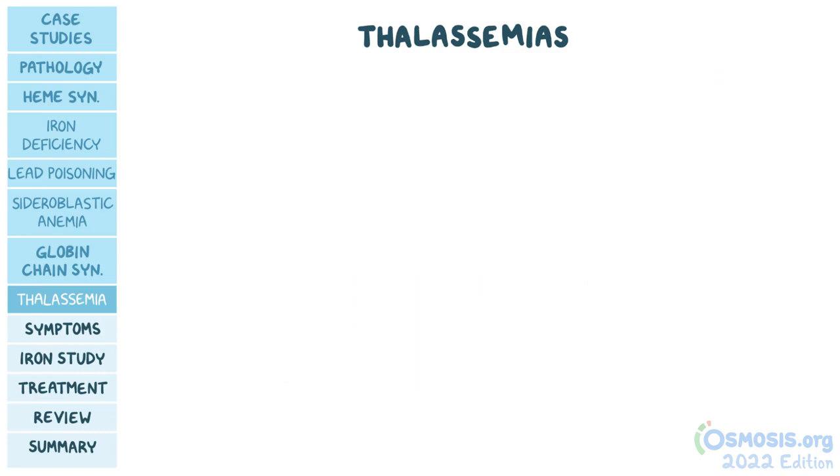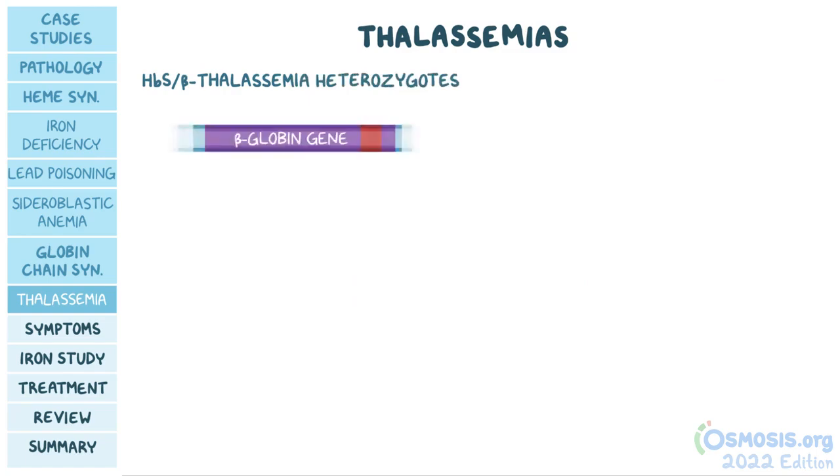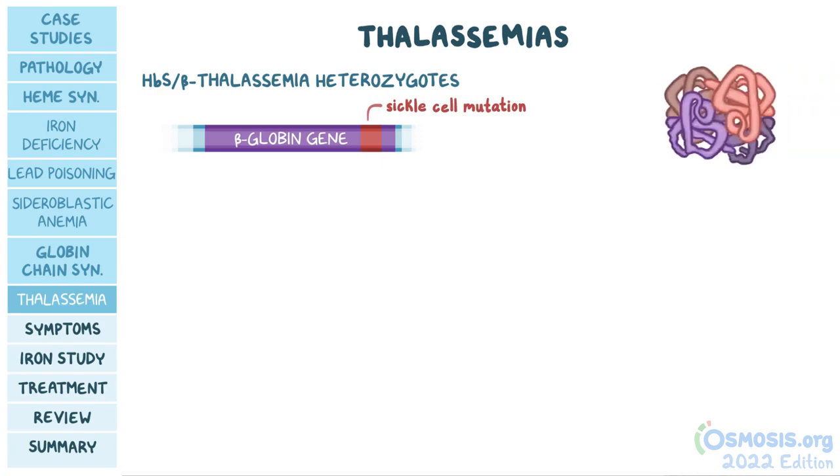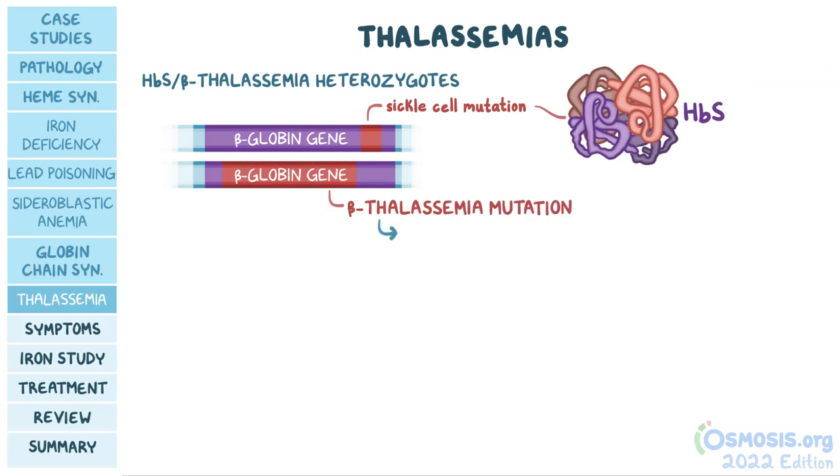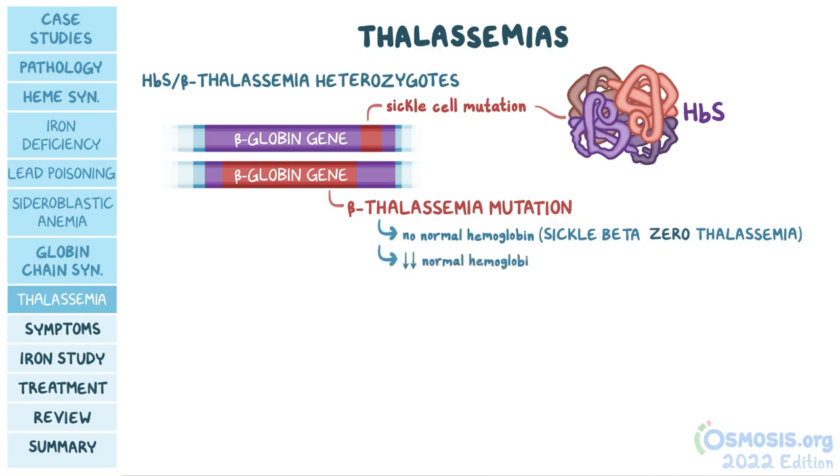Now, some individuals are HbS beta thalassemia heterozygotes. What this means is that they have one beta globin gene with the sickle cell disease mutation, which encodes for an abnormal adult hemoglobin called hemoglobin S for sickle, or HbS, and one with a beta thalassemia mutation. Depending on the type of beta thalassemia mutation, people may have no normal hemoglobin, called sickle beta 0 thalassemia, or a reduced amount of normal hemoglobin, called sickle beta plus thalassemia.